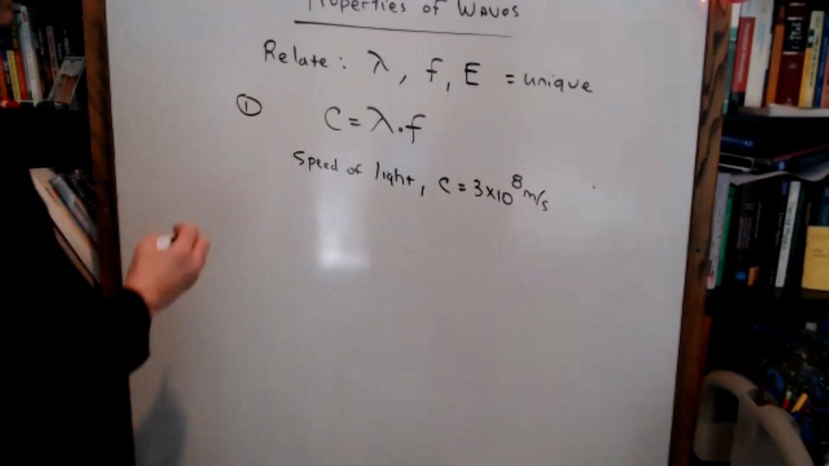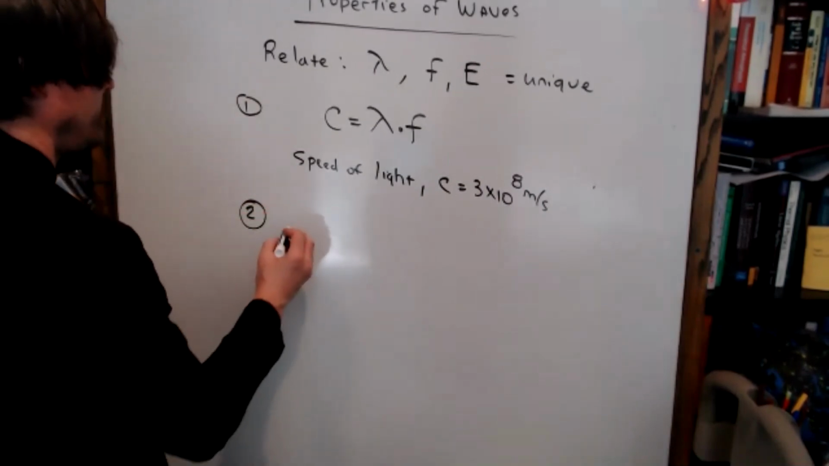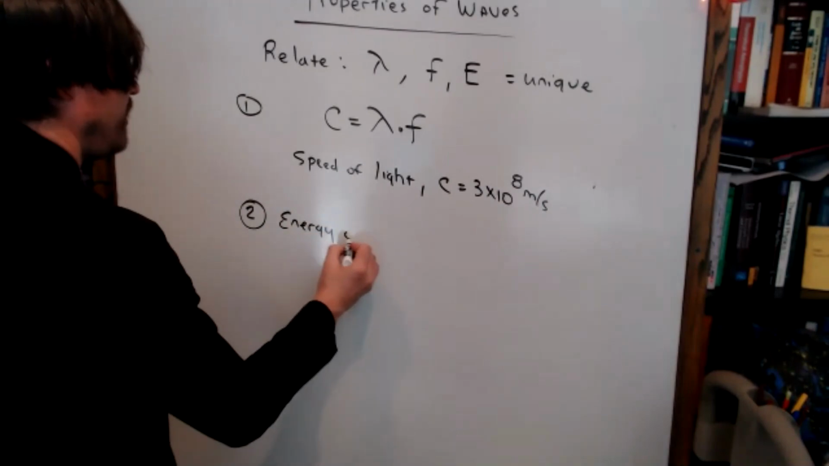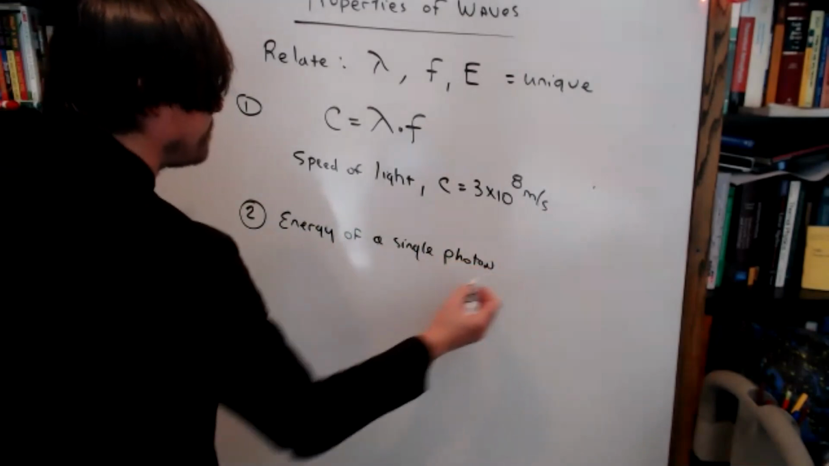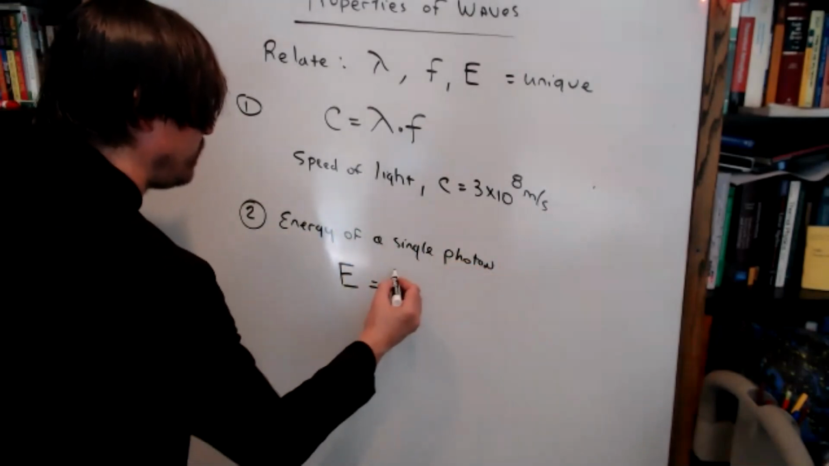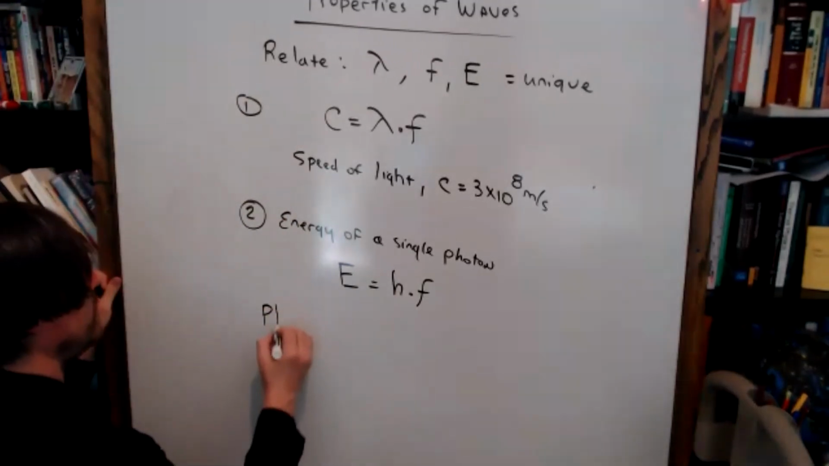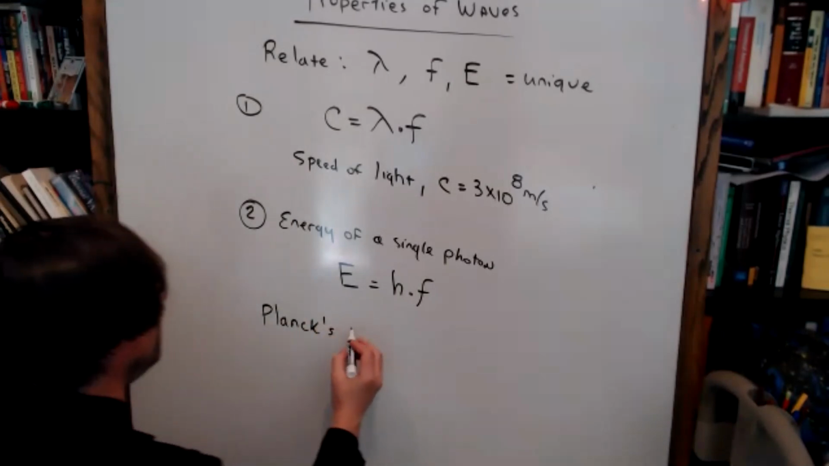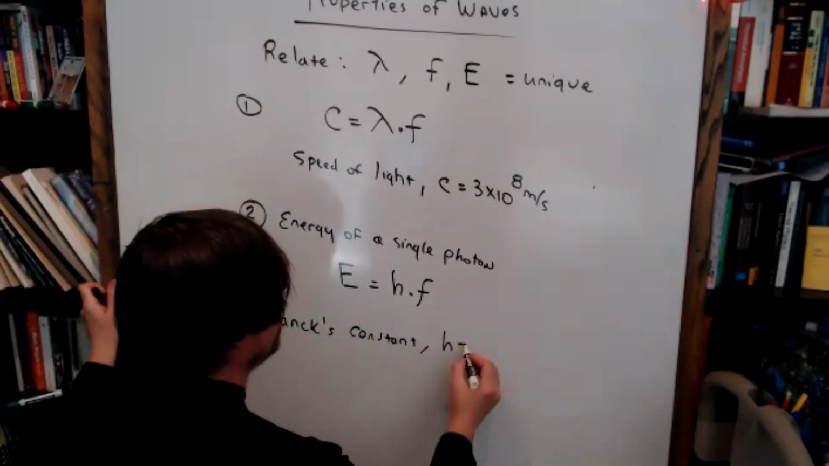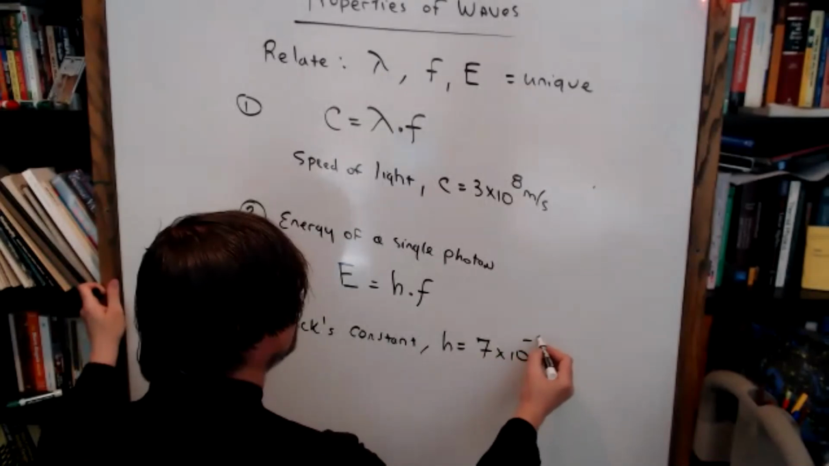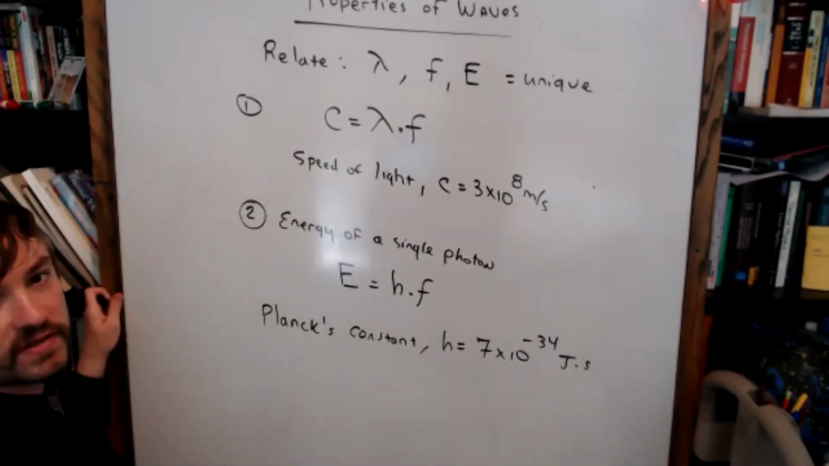I sometimes call that equation 1 because otherwise it's kind of awkward to say it. Equation number 2 is for the energy of a single photon. And that's E equals h times f, where h is a constant of nature called Planck's constant. And Planck's constant, h, has a value of approximately 7 times 10 to the minus 34 joules times seconds.